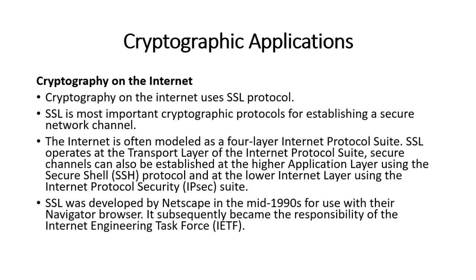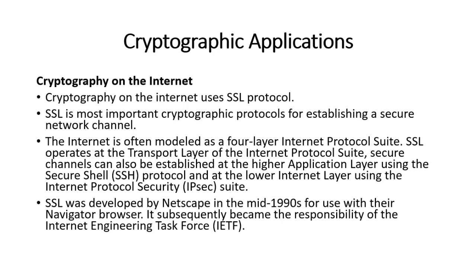The first one, cryptography on the internet. So cryptography on the internet uses one particular protocol called SSL. SSL is Secure Socket Layer Protocol, which is a very important protocol for some transformations to be done through the internet. So there is some sort of data, such data is going to be transferred securely from one user to another user. So there is one important protocol used in that, SSL, Secure Socket Layer Protocol. So SSL is the most important cryptography protocol for establishing a secure network channel.